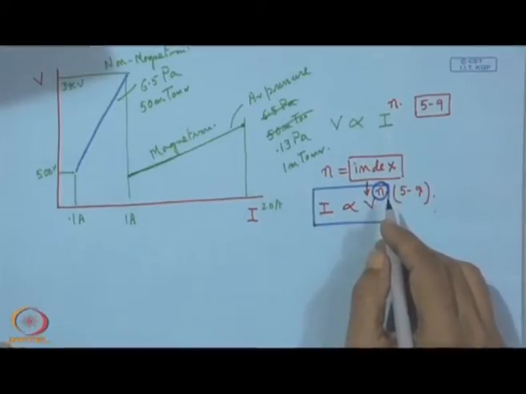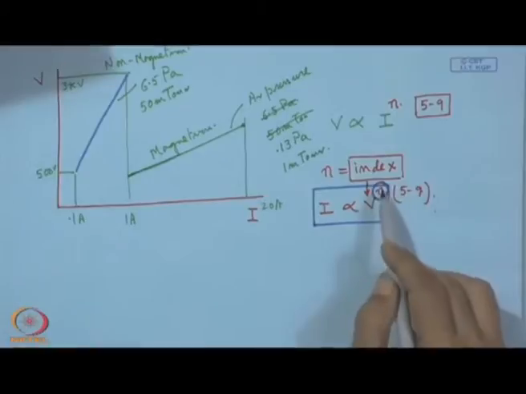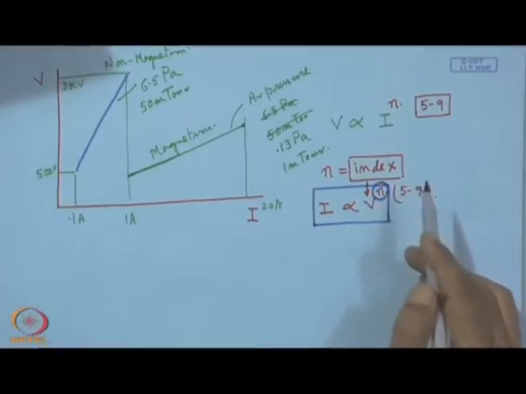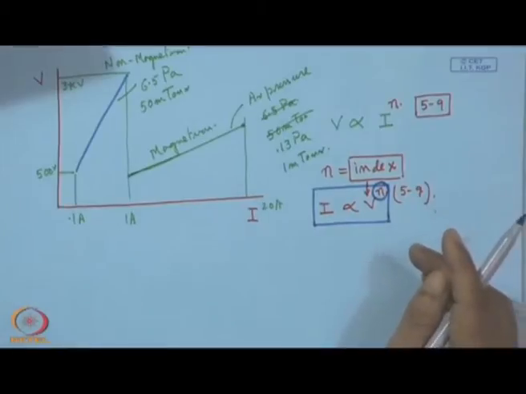That means, the better the quality of the magnetron, the higher will be the value of n, and this n will be showing the performance of the magnetron.